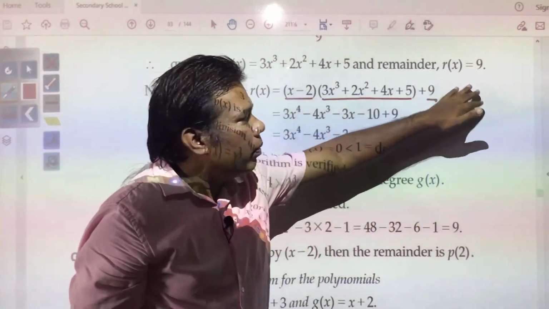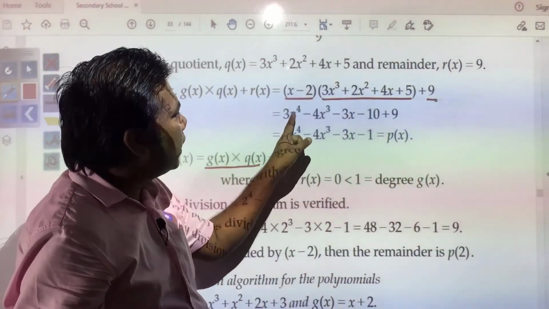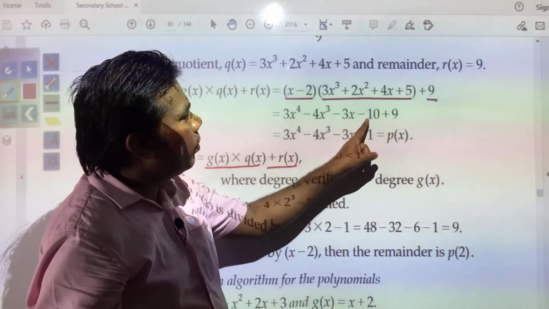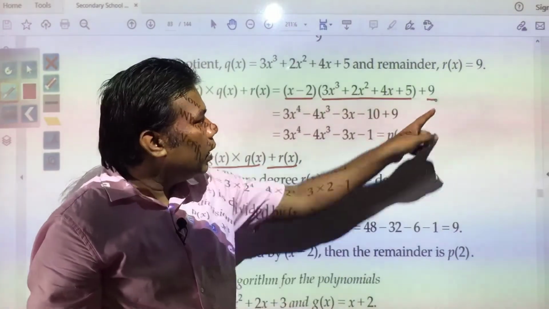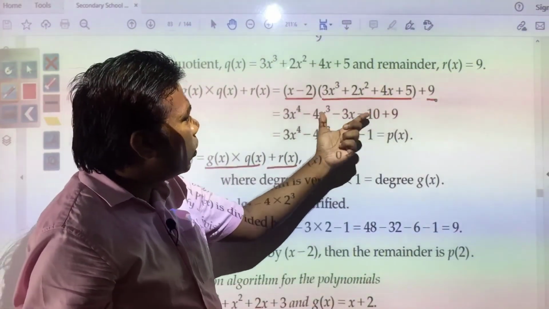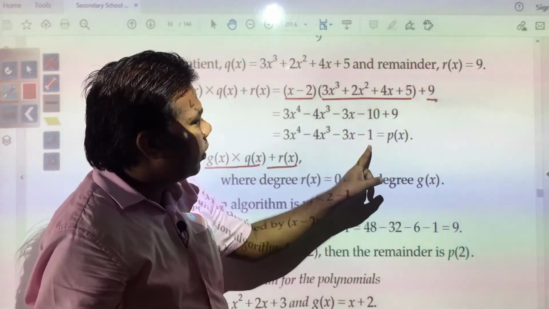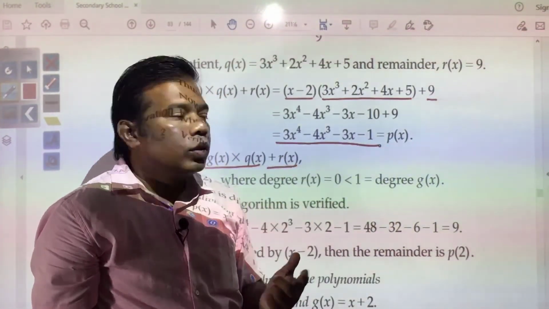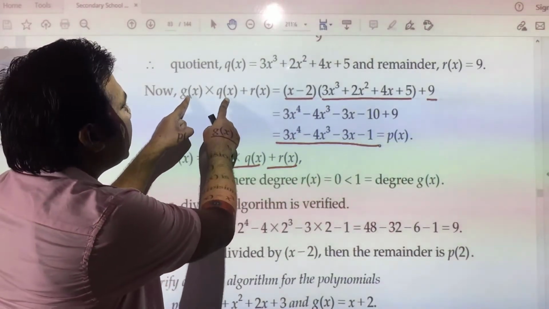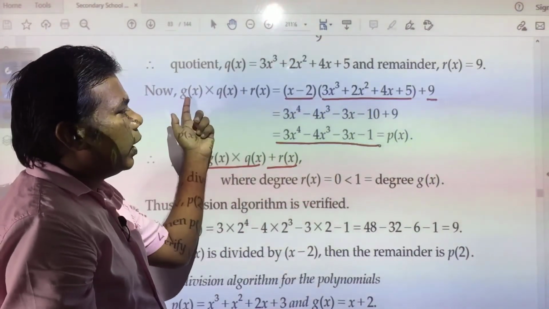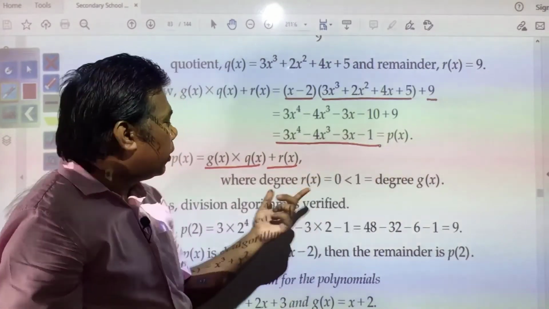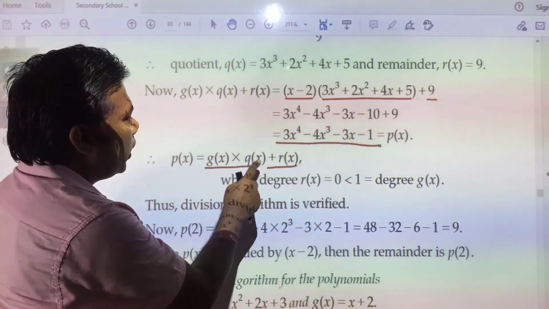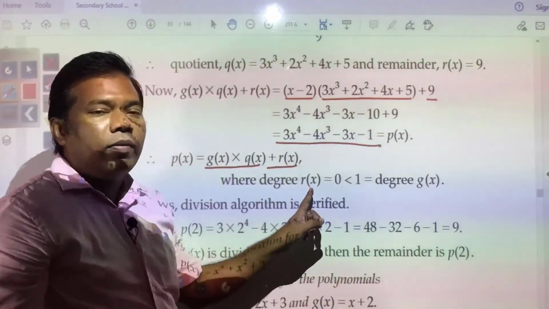In this way, in rough you multiply this, you will get 3x⁴ − 4x³ − 3x − 10 plus 9. This is your plus 9. Then you simplify this, −10 + 9 will be −1. So this is actually what? This is P(x). So when you are multiplying G(x) and Q(x) and adding R(x) on that, you are getting P(x). It means your division algorithm, P(x) = G(x) × Q(x) + R(x), has been verified.